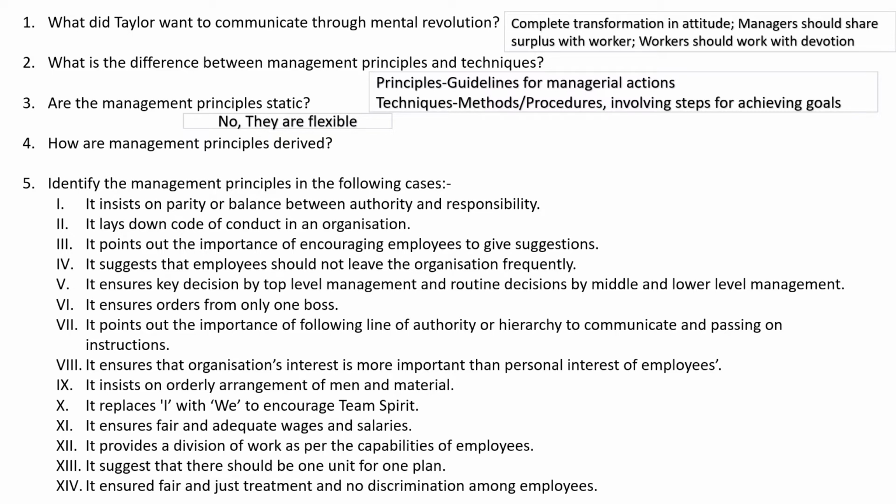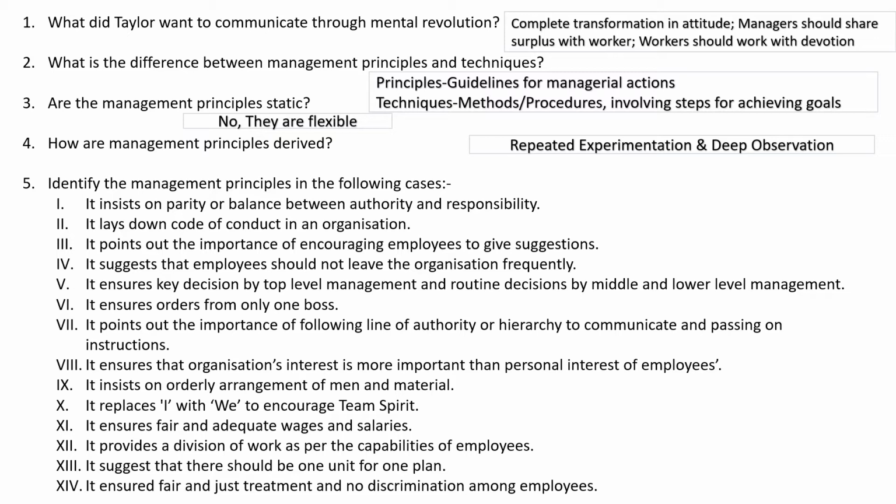Question 4. How are management principles derived? Management principles or any principles can be derived by repeated experimentation and deep observation. Question number 5. Identify the management principles in the following cases. So, reading these sentences, we have to find out which management principle is applied here.